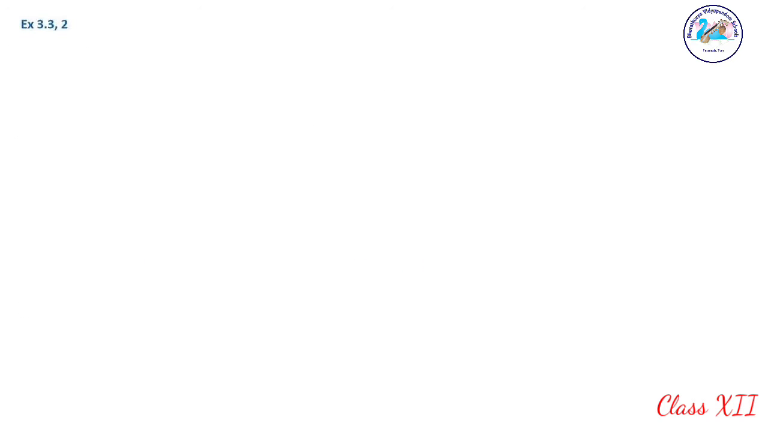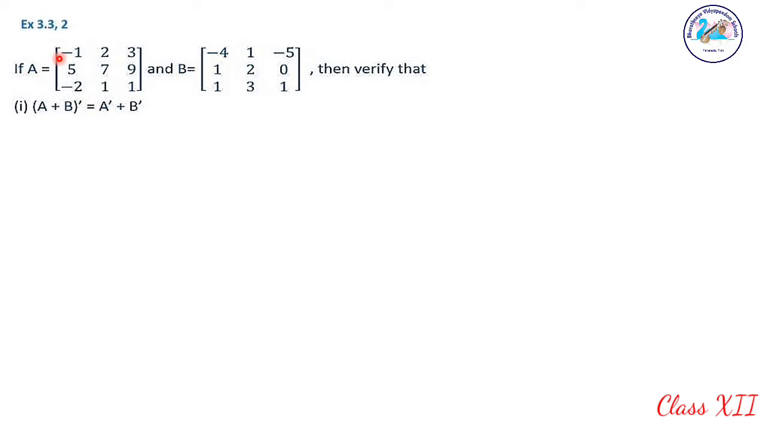Move on to the second question. If A is equal to matrix minus 1 2 3, 5 7 9, minus 2 1 1, and B is equal to matrix minus 4 1 minus 5, 1 2 0 and 1 3 1, then verify that A plus B the whole transpose is equal to A transpose plus B transpose. This is one of the properties of transpose of matrices. So it's quite simple questions.